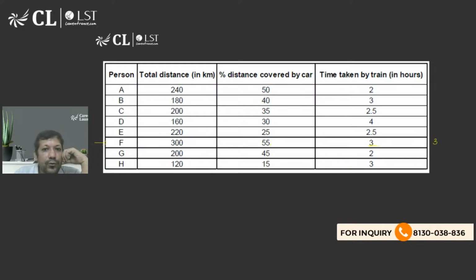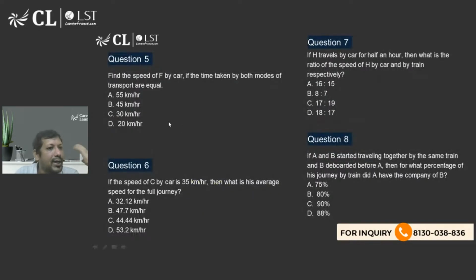So what is the distance traveled? That is going to be 55% of 300. That is the distance traveled by car. What is the time taken by car? That is 3 hours because it is the same as train. So basically the 3 cancels out, so the answer comes out to be 55. And that's how we get the answer. It's a very simple one. So the answer of this question directly comes out to be option A, that is 55.